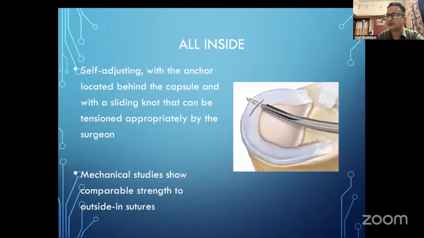All-inside meniscus repair uses self-adjusting device with anchors placed behind the capsule and sliding knots that allow controlled tightening by the surgeon. Mechanical studies have shown that repair is often comparable to outside-in techniques, making them reliable for secure fixation, especially in the posterior horn.